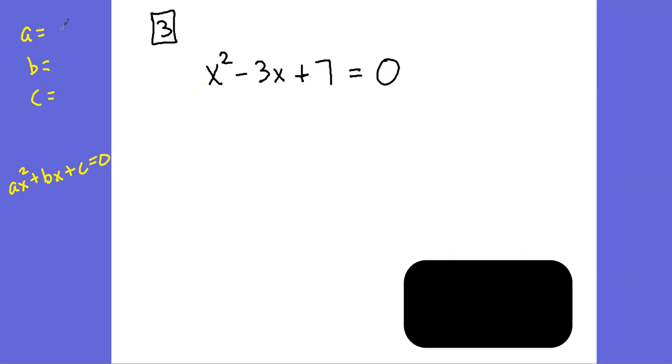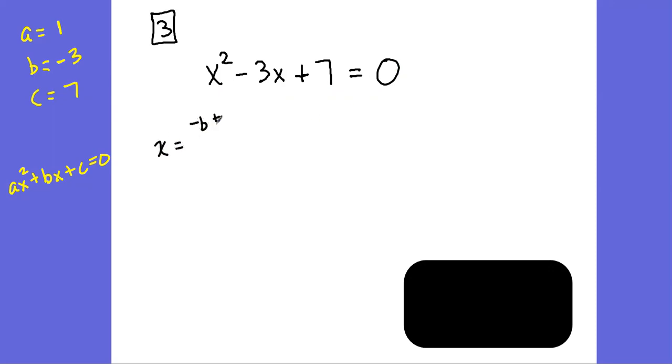So my a value is 1. It's my coefficient of x squared, or my leading coefficient. My b value, include the sign, is -3. And my c value is +7. We're just going to run these numbers through our quadratic formula and see what happens.